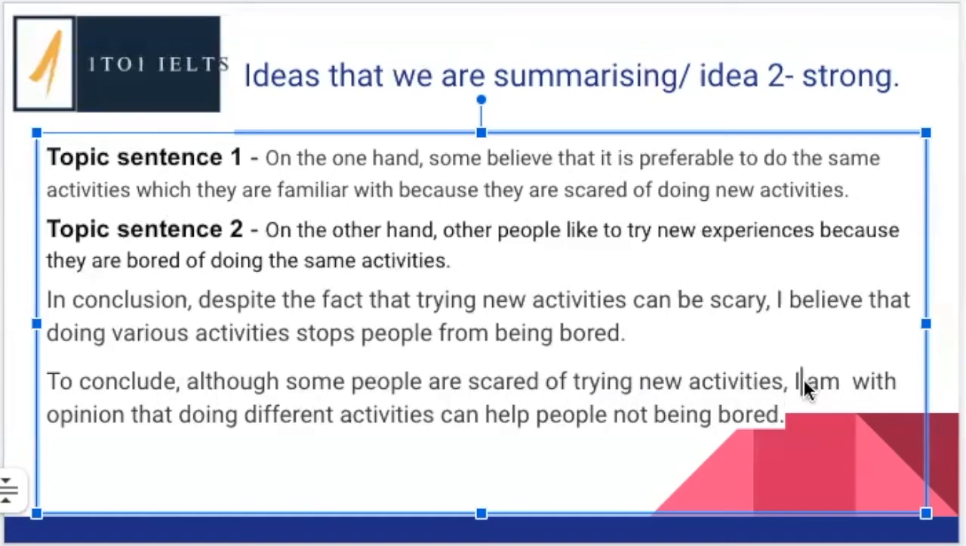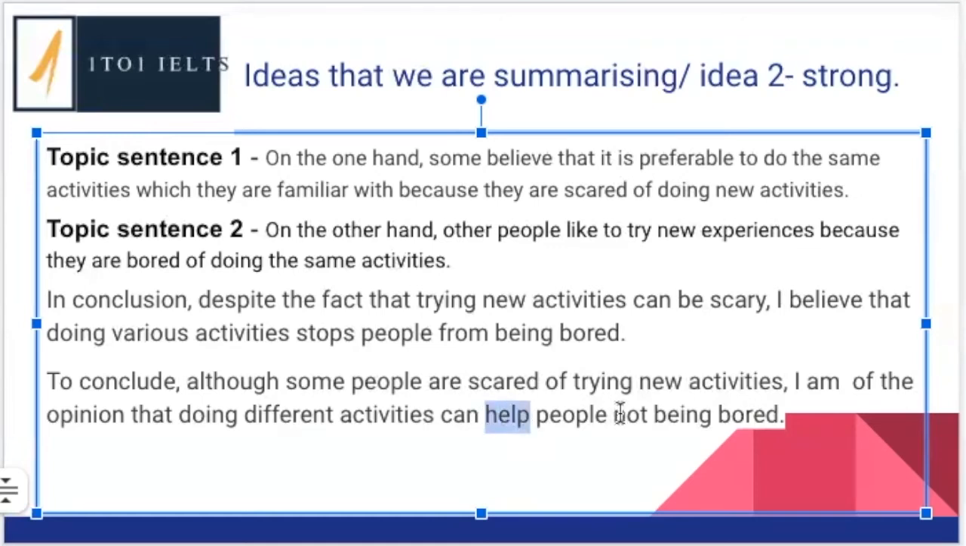I am, we don't say I am with the opinion. Can someone tell me what the preposition is here? Yeah, good job, Nabila. I am of the opinion, and then we need the definite article here. So I am of the opinion that doing different activities can help people not being bored. So what did we say here? We don't say help bored. So rather than help and trying to use bored in the negative, whenever we can, we're trying to use the positive. When you always put things in the negative, it gets a little bit confusing. So if we possibly can, we refer to bored in the positive.